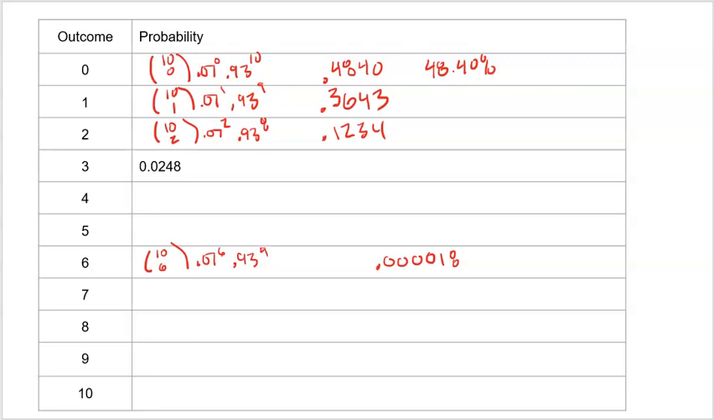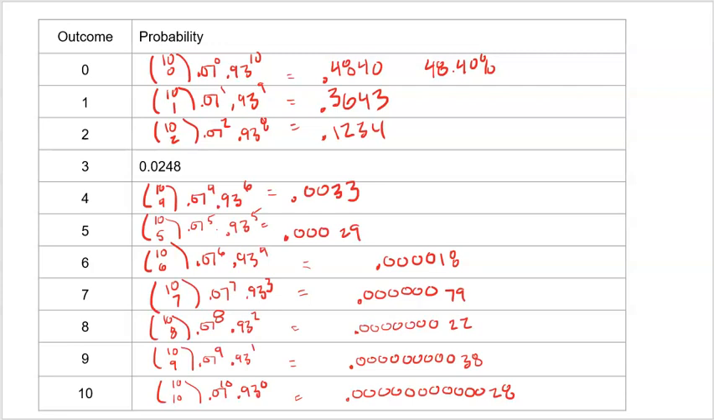Why don't you go ahead right now and practice doing the rest of these on your own? Either use your calculator, do it by hand, whatever. Just make sure you get all the answers. And voila, here are all the probabilities. Now think about this.